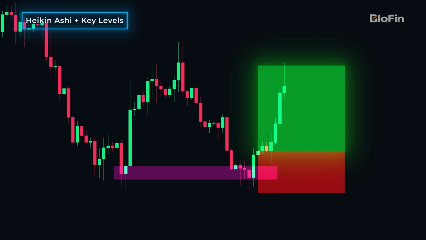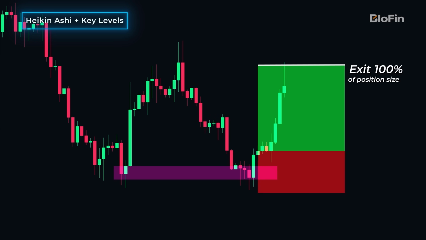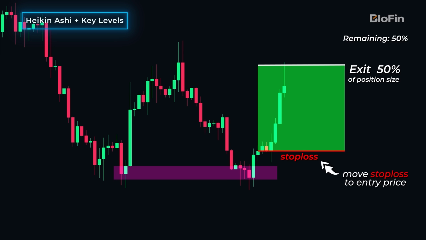Now, this trade was good and all, but there's actually a simple trick you can use to increase your potential gains from this trade. Here's how. Instead of fully closing the trade on this take profit level, you can instead close it partially, around 50 to 80% of your total position size. This is done to secure profits, while keeping some positions open for more potential upside. For the remaining positions, simply move your stop loss to break even. This way, if the trend continues, the remaining position will keep generating gains without any risk.